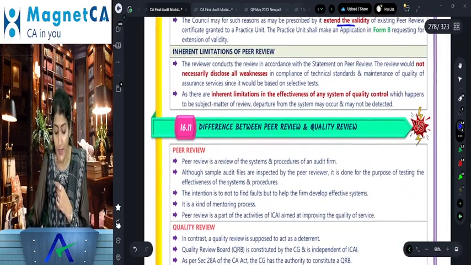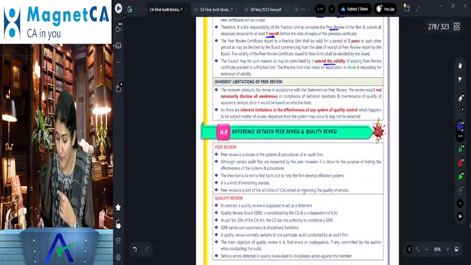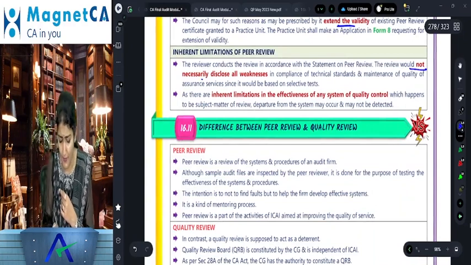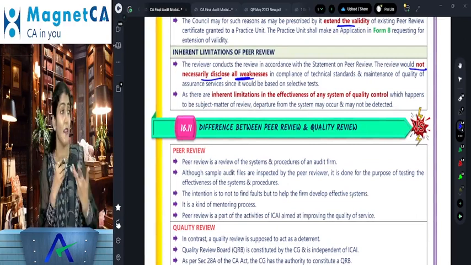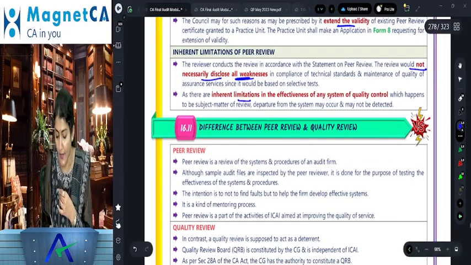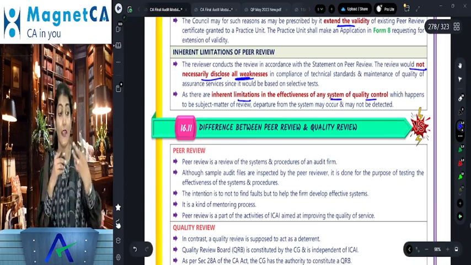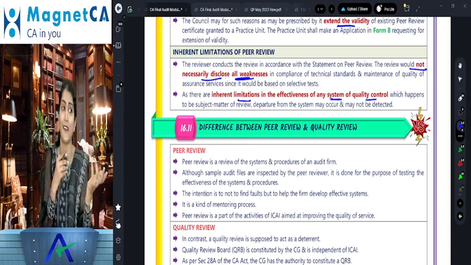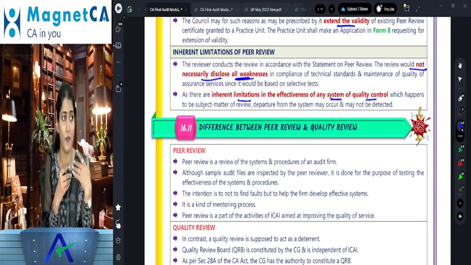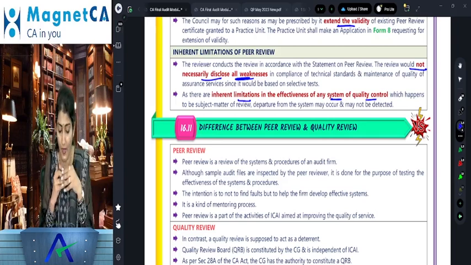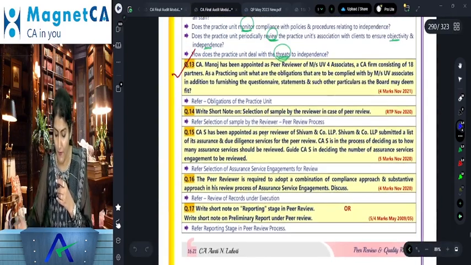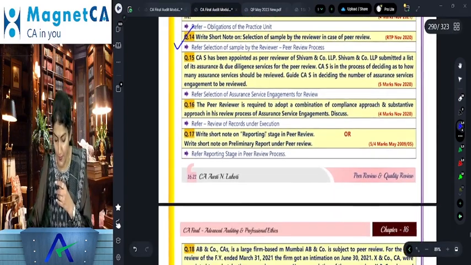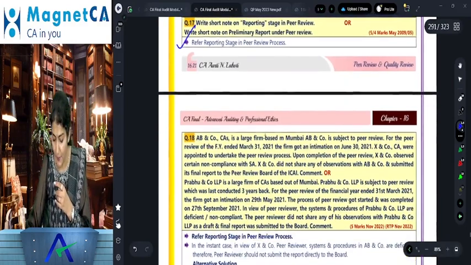Then, what are the inherent limitations of peer review? Obviously, it will not disclose all the weaknesses, and whatever weaknesses they might come across, they might inform about that, but it will not tell you all the weaknesses in the practice unit. And also there are inherent limitations in the quality control system. Like yesterday what we studied, there are inherent limitations of internal control. Similarly, there are inherent limitations of the quality control system also. Right, so that is just an overview to all of you regarding the chapter of the peer review, right? So you have the obligations of the practice unit, selection of the sample, review of records, that is the compliance and the substantive, then the reporting stage and the peer review, right?